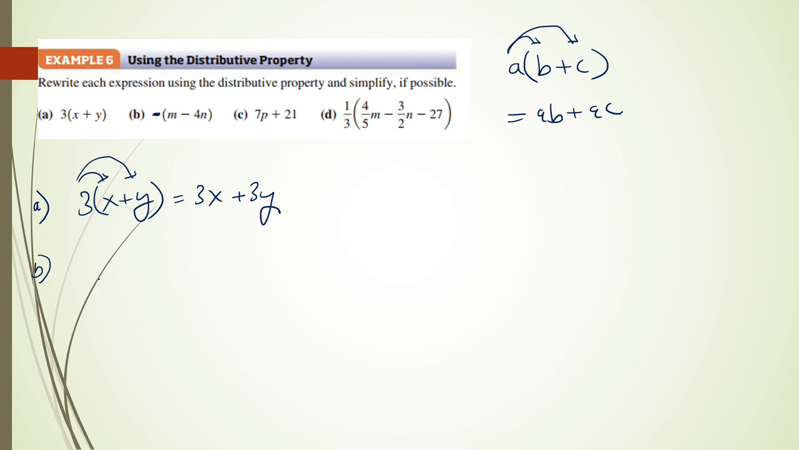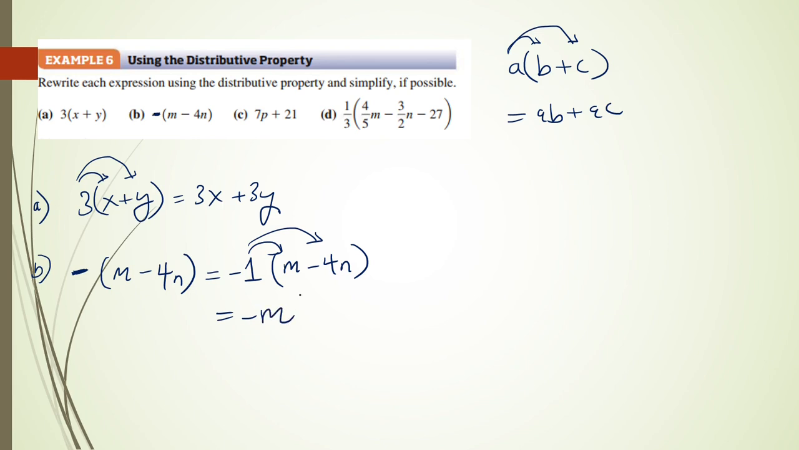For part B, we have a negative in the front, so that's negative the quantity m minus 4n. I like to pretend these negatives are negative ones. So we'll put a negative 1 in the front, and then multiply by m minus 4n. Let's distribute the negative 1. Negative 1 times m is negative m. And negative 1 times negative 4n is positive 4n.